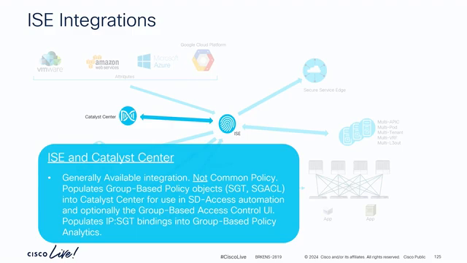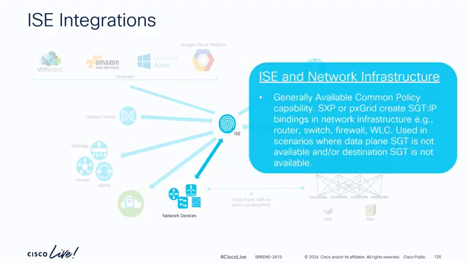ICE integrates with Catalyst Center now. Information is exchanged between those things. That is not common policy. Catalyst Center itself is not a networking domain, okay? Context exchange between ICE and network infrastructure, that falls under the bracket of common policy. It's context exchange between different domains.